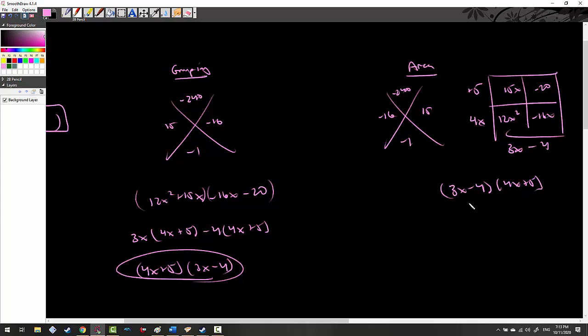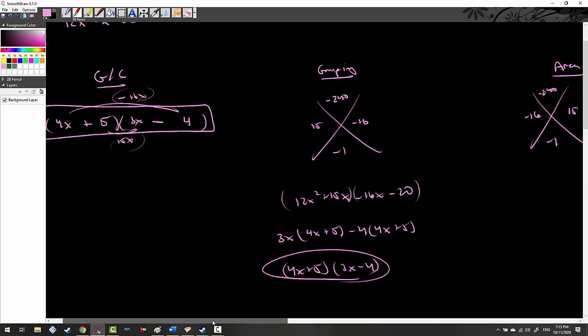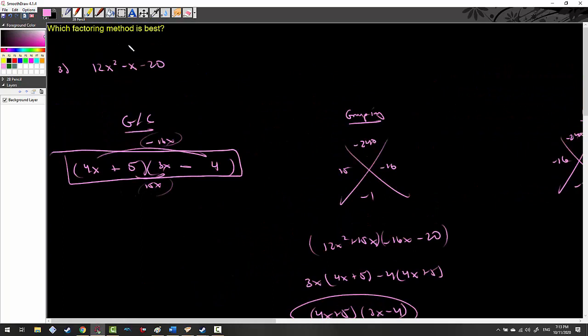So those are the 3 examples. I just did them 3 times just to show you that all 3 work. So again, let's go and summarize which factoring method is best here. So which is best? Again, like I said at the very beginning of the video, it's hard to lock it down. Which method is best?